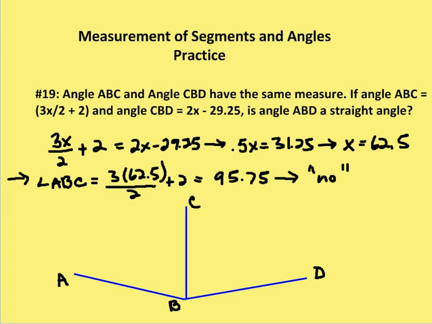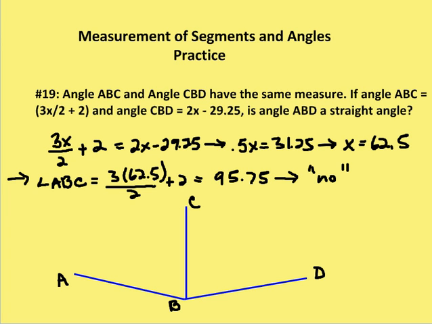a straight angle? Well, the key to this problem is to figure out what x is, solve for x, and then plug it back into the values to see if these angles, given that they're the same measure, are both 90 degrees. Because we know that if we have two 90-degree angles, those two 90-degree angles will comprise a straight angle. All right, so we go through the problem.